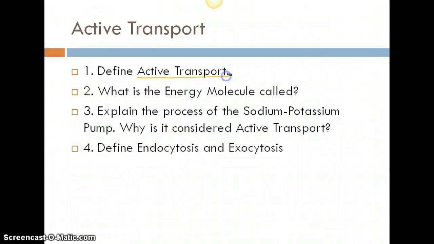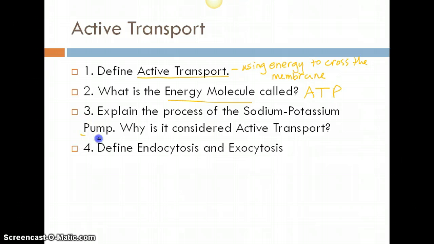Active transport. Define active transport. That's going to be using energy to cross the membrane. What is the energy molecule called? ATP.